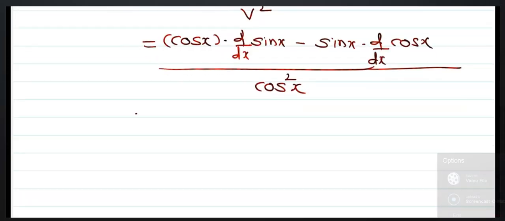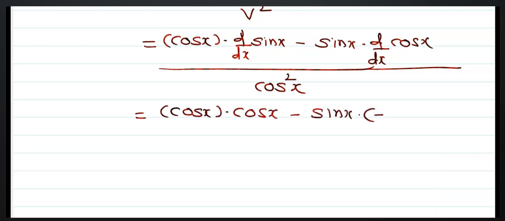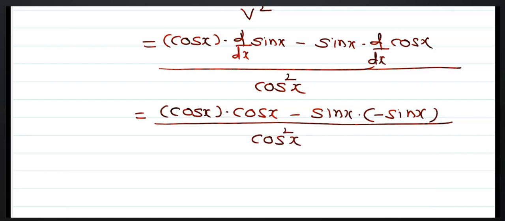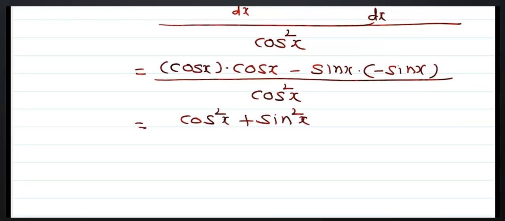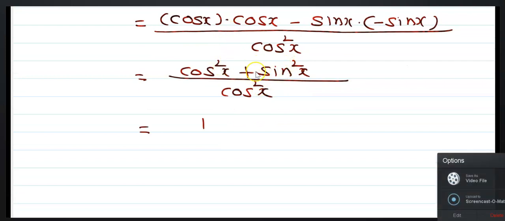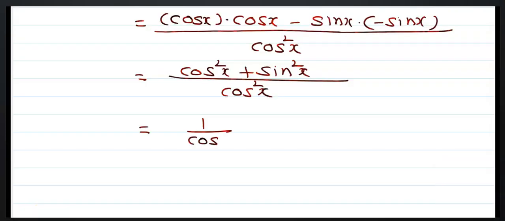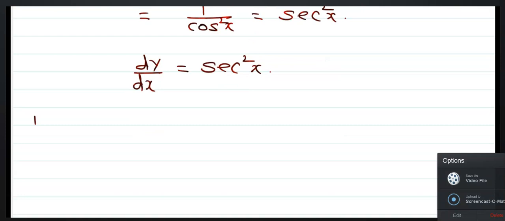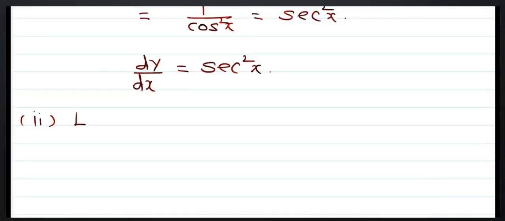Means what? Cos square x. Now the simplification is cos x into cos x minus sin x into the derivative of cos of x, which is minus sin of x, and minus minus will become plus. Therefore you will get (cos square x plus sin square x) upon cos square x. Cos square x plus sin square x is 1, so 1 upon cos square x, and 1 upon cos square x is sec square x. Therefore dy by dx is equal to sec square x. The derivative of tan of x is sec square x.